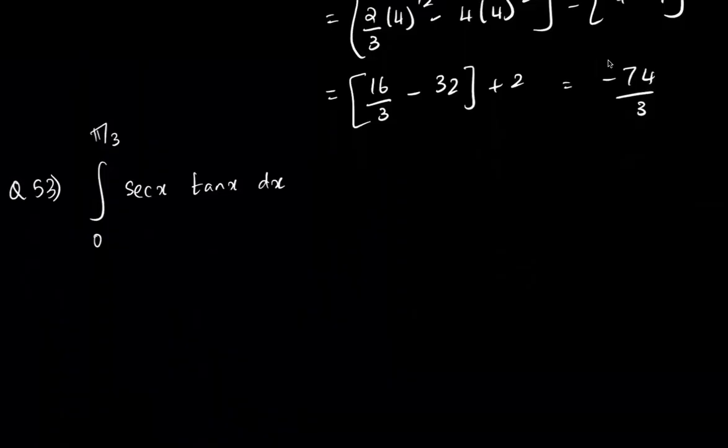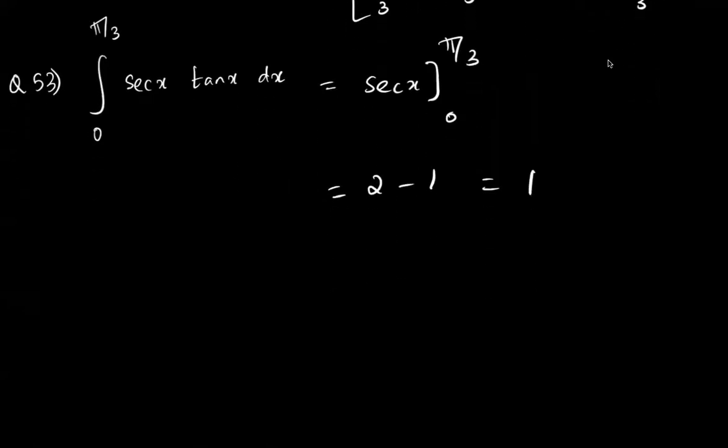Okay, so this one is nothing but secant x between 0 and pi over 3. What is secant pi over 3? It's 1 over cosine pi over 3. Cosine pi over 3 is 1 half. 1 over 1 half is 2. And secant 0 is 1. So 2 minus 1 is 1.